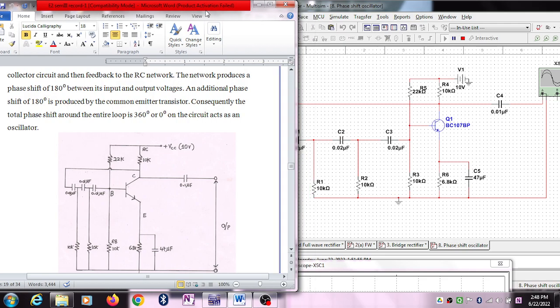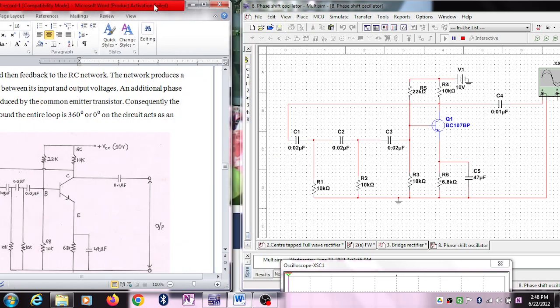An oscillator basically is one which converts DC supply into AC. We have not connected any function generator here. No sinusoidal input is given, only DC voltage is given, and at the output you will be able to see a sine wave being formed.